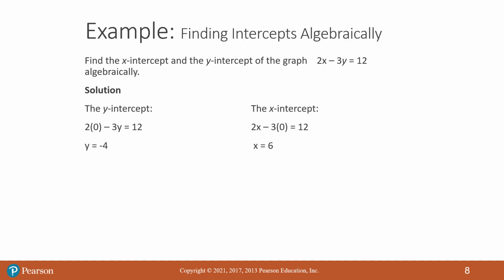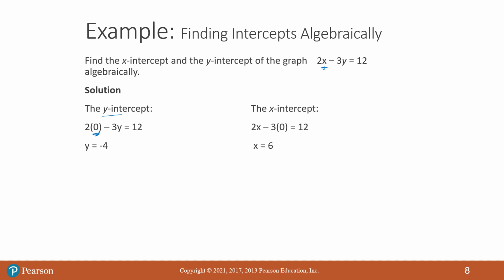Alright, so let's do some examples of finding intercepts algebraically. Oh, southern accent's getting to me. Find the x-intercept and the y-intercept of the graph 2x minus 3y equals 12 algebraically. Now with the y-intercept, we set the x part equal to 0. That's why we're setting the x part equal to 0 in order to find the y-intercept. Kind of opposites there, right?